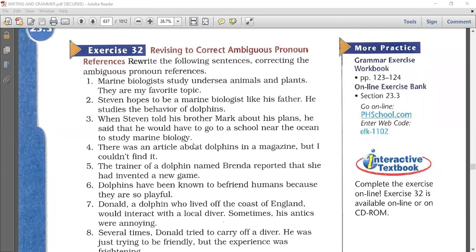Okay. When Stephen told his brother Mark about his plans, he said that he would have to go to a school near the ocean to study marine biology. Here the pronoun he is repeated. He said that, we don't understand who this he is and who this he is. Can you make it clearer?